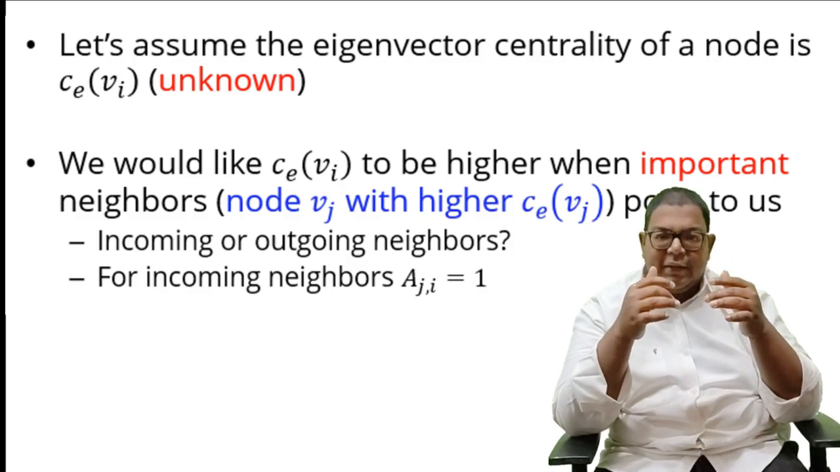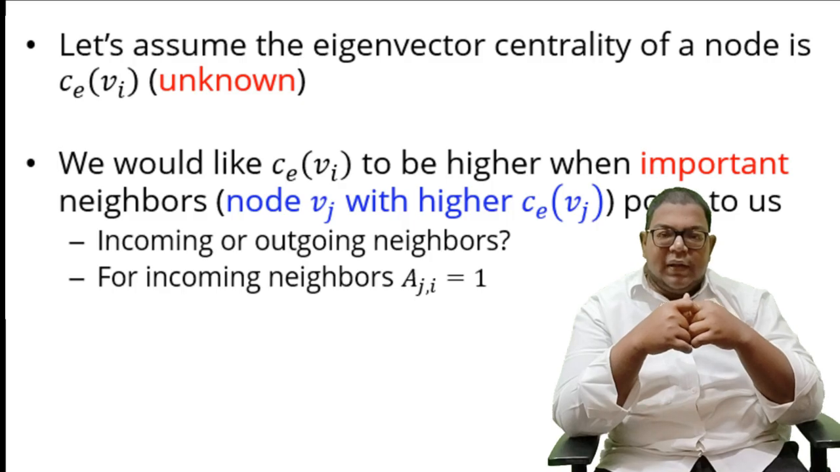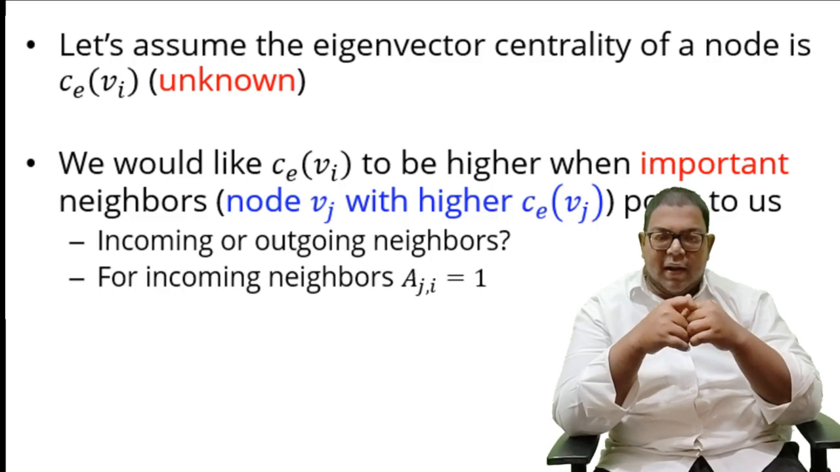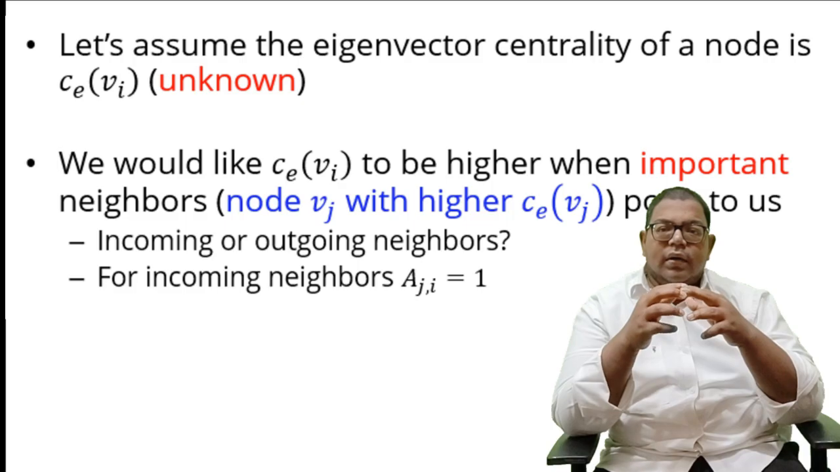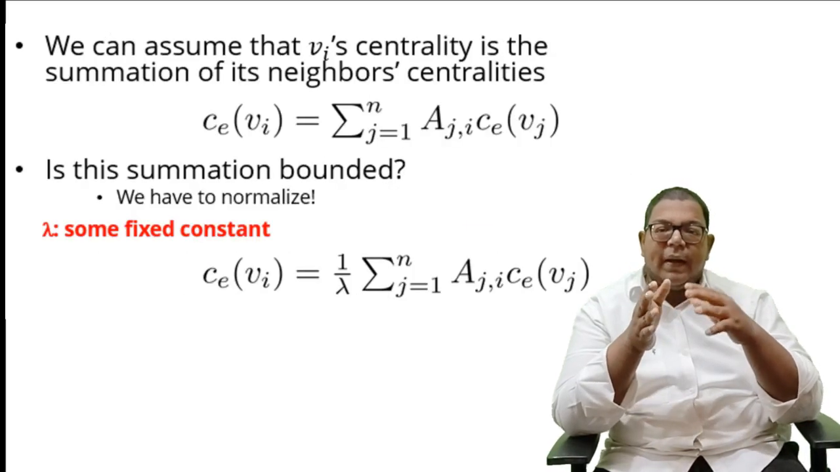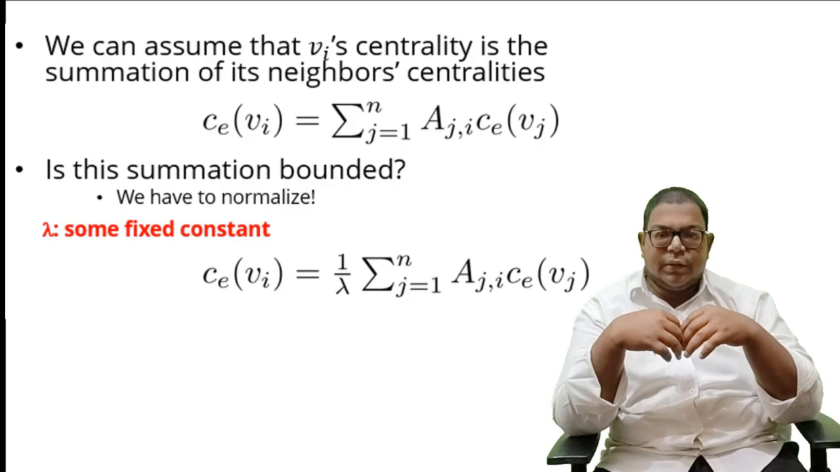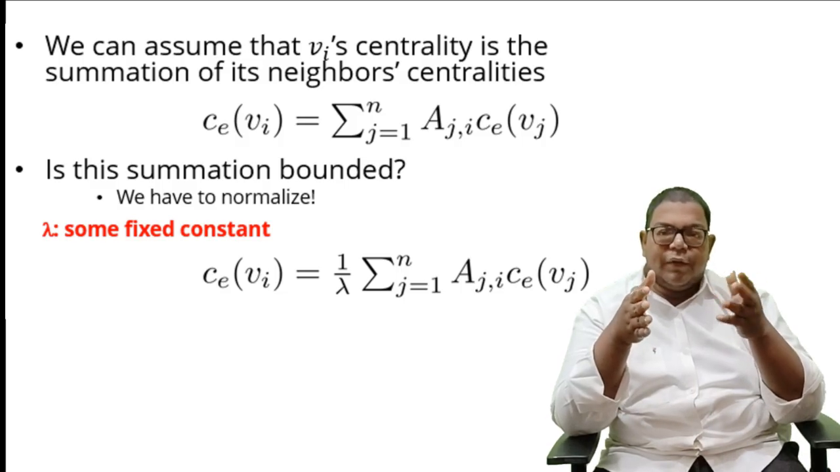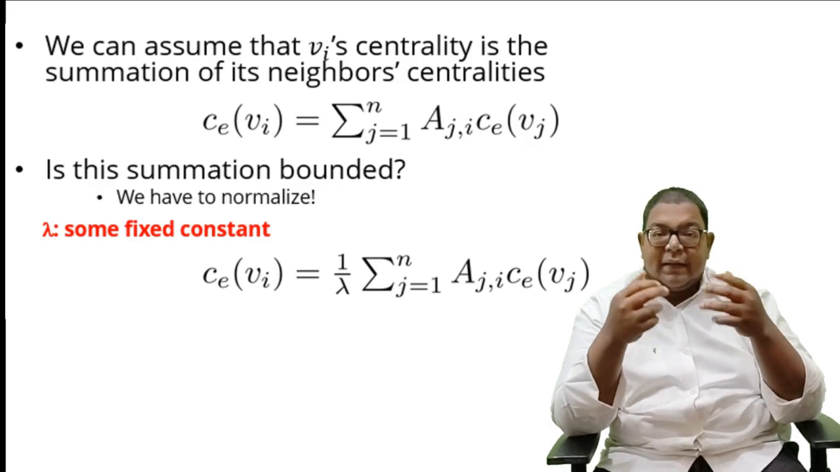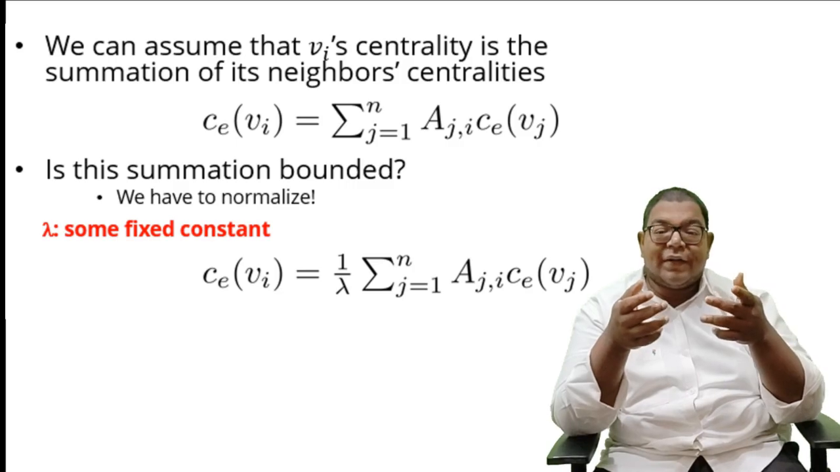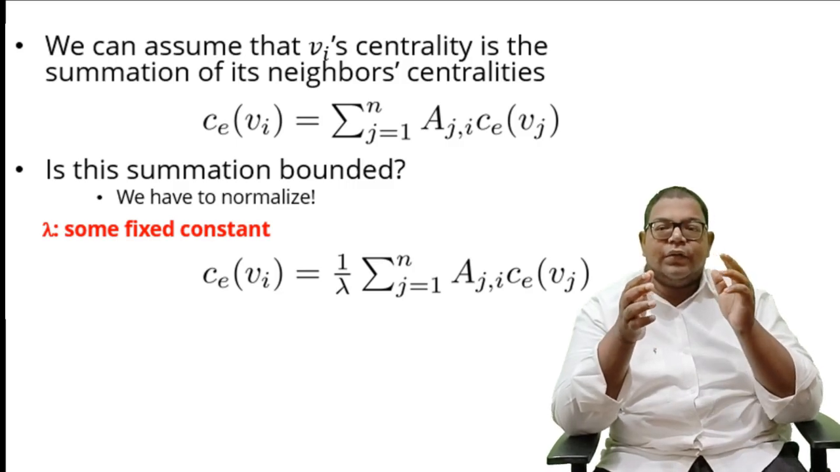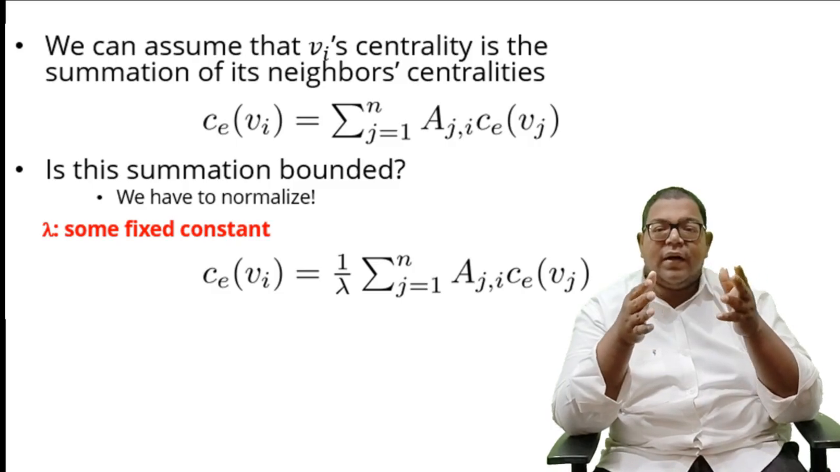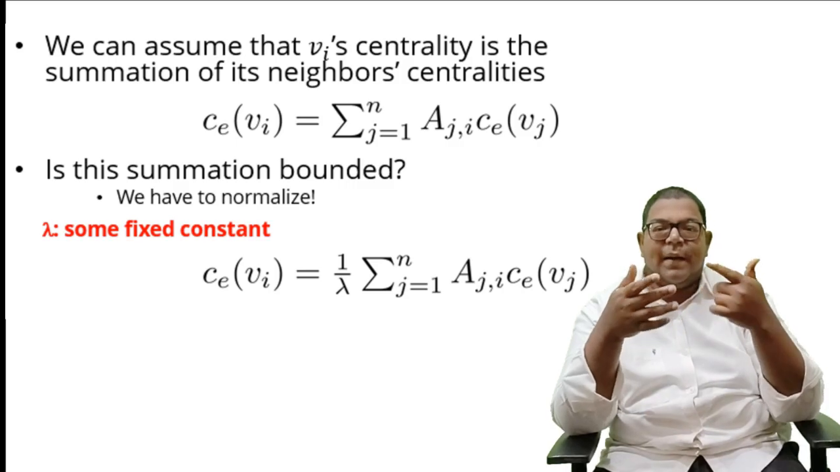So how do we formulate this? The assumption we have made is that my centrality is proportional to the centrality of my neighbors. So the centrality score of a node is proportional to the sum of the centrality of its neighbors. In matrix language, this becomes the eigenvector equation. The solution is the eigenvector associated with the largest eigenvalue of the adjacency matrix.